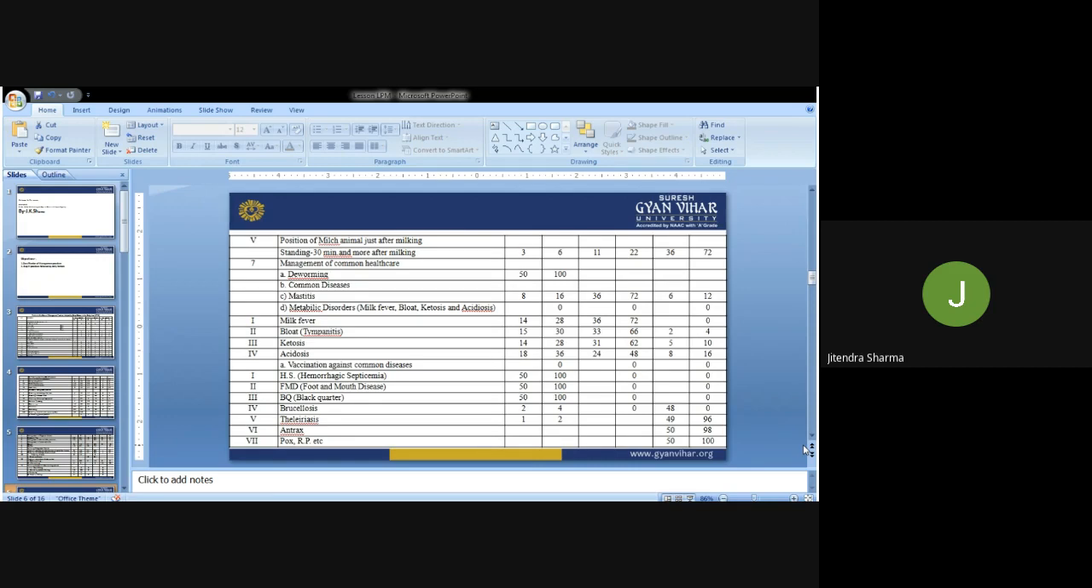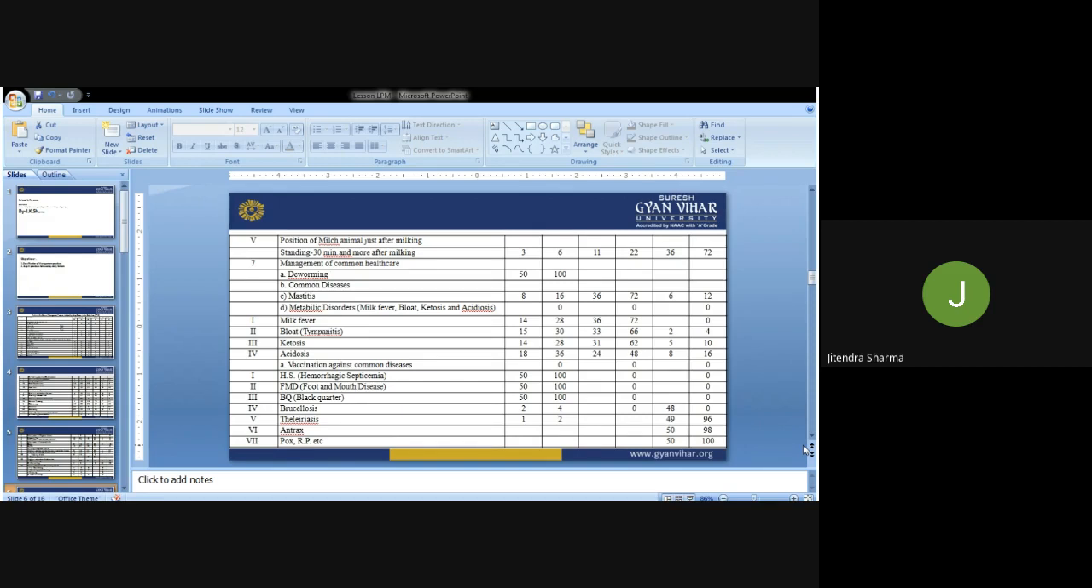So as far as milk fever is concerned, 72% partially, 66%, 62%, and 48%, partially taking measures to avoid such situations, because they are aware that if we do not give attention to the animals, then this kind of situation will arise. So they are partially following all the natural, traditional methods they have with them.